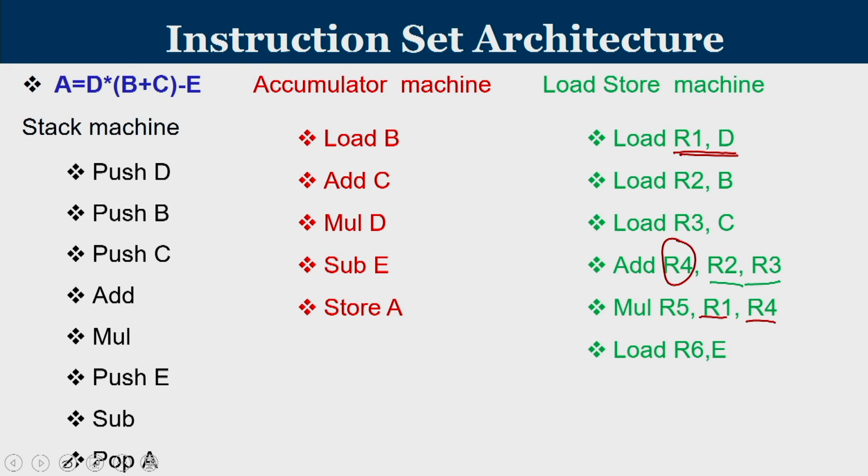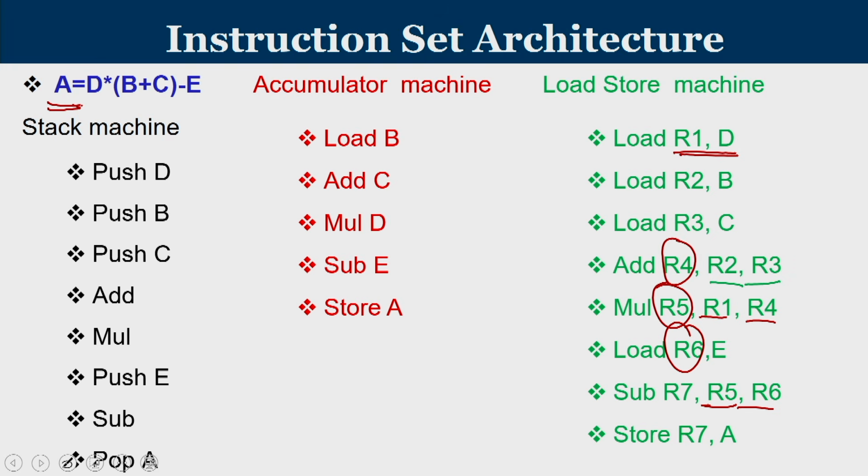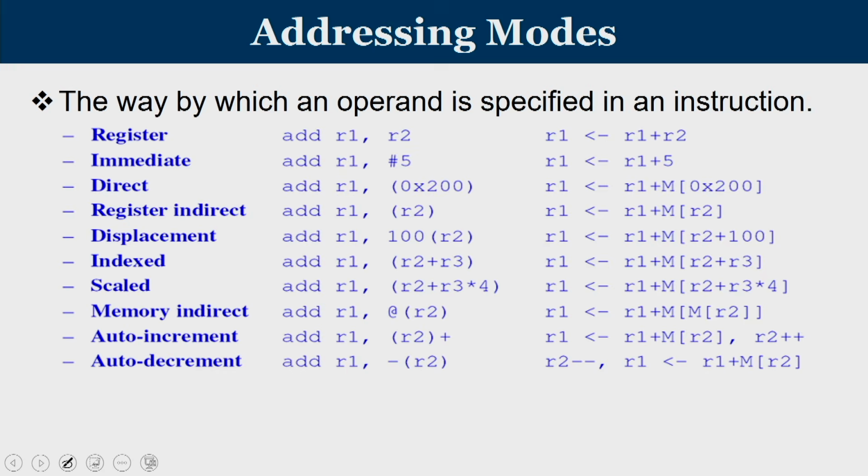And then you load the value of E into R6 and perform the subtraction operation such that the contents of R5 and R6 are there, and you subtract R6 from R5 to store the result in R7, and then you store the final result which is available in R7 back into A, which stores the final result.